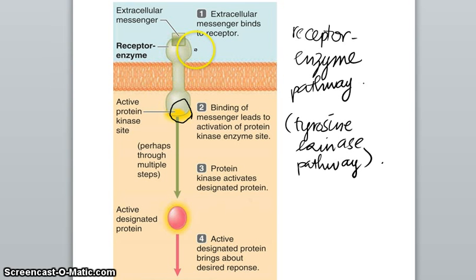And an example of this pathway is insulin that I talked about in class. So insulin will bind to this receptor and it will activate the protein kinase, and the protein kinase will start putting phosphate groups onto designated proteins that will carry out the response, putting GLUT4 receptors onto the surface. So remember to review that information.